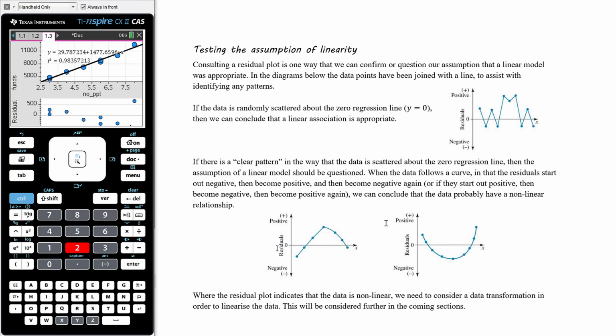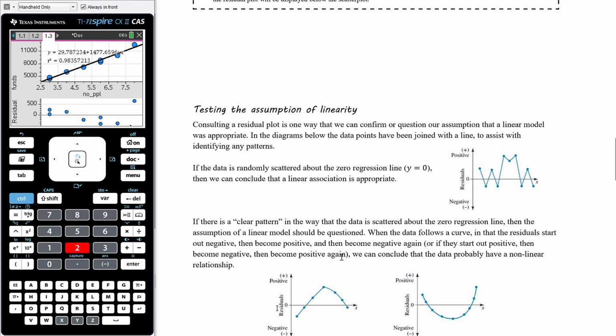So in the diagrams below, the data points have been joined with a line just to assist us in looking at any patterns. If the data is randomly scattered about the zero regression line, then we can conclude that a linear association is appropriate. That's because if we think about what a residual plot is, if I've got a regression line where my data points are randomly scattered above, below, a couple above, a couple below, etc., then a line is a pretty good model for that. If the data is fairly randomly scattered above and below.